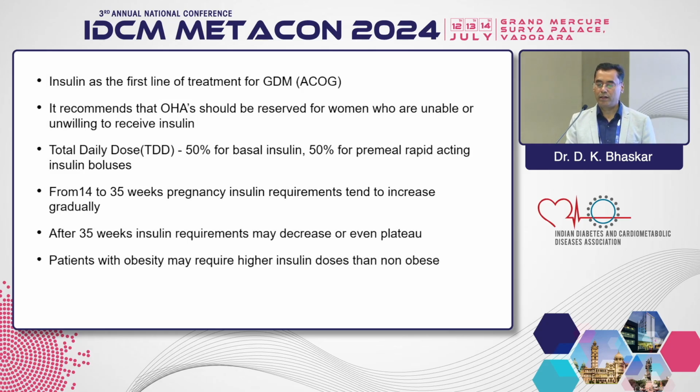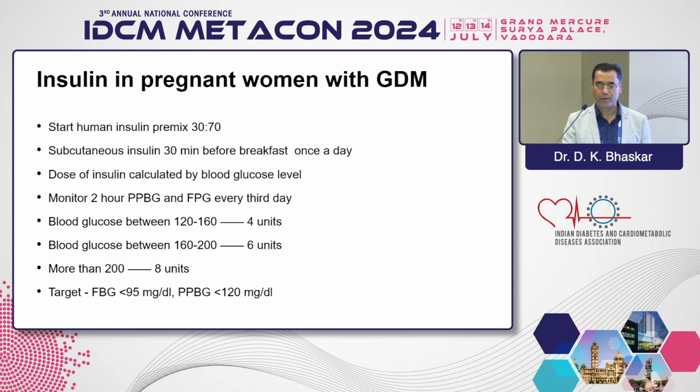So the total daily dose is 50% basal insulin and 50% pre-meal or rapid-acting insulin boluses. Another thing is that from 14 to 35 weeks of pregnancy, insulin requirement tends to increase gradually. So we have to monitor the patient very closely. At least 4 times a day, the patient should do SMBG and watch for blood glucose fluctuations. After 35 weeks, insulin requirement may decrease or even become stable. Patients with obesity may require higher doses of insulin than non-obese patients.